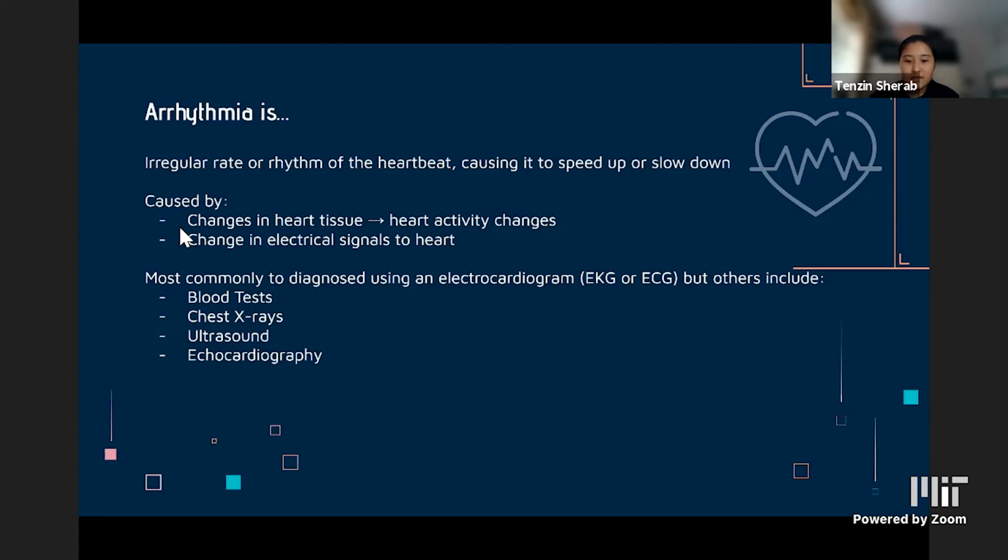There are many methods of diagnosing arrhythmia, which are blood tests, chest x-rays, ultrasound, and echocardiography. But for our project, we wanted to use the most common diagnosis, which is the electrocardiogram.